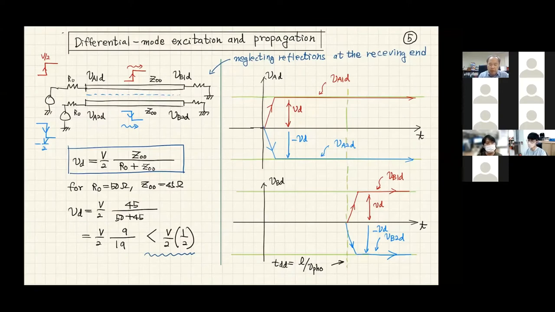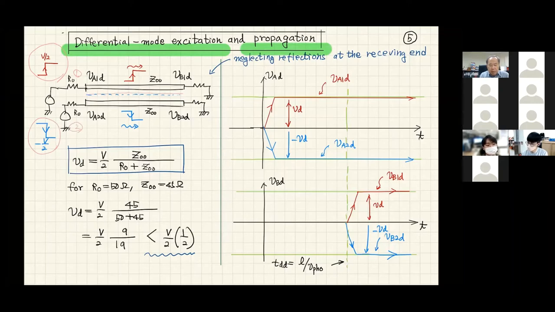Now, I would like to extend my discussions to talk about differential mode excitation and propagation. I remember that you are very accustomed to this type of differential mode excitation and propagation. Now, as I mentioned before, in the differential mode, we apply a half voltage step in line one and minus half voltage step in line two. Then we're going to have a virtual ground plane.